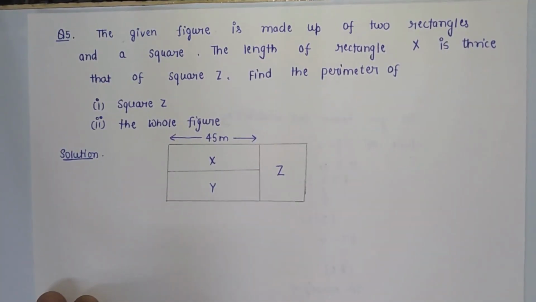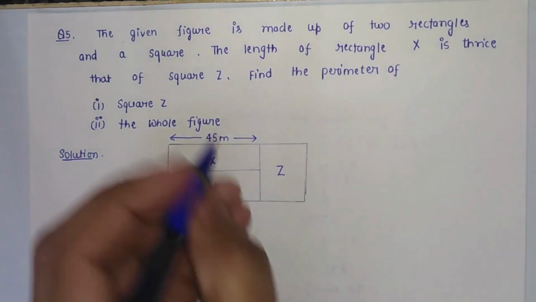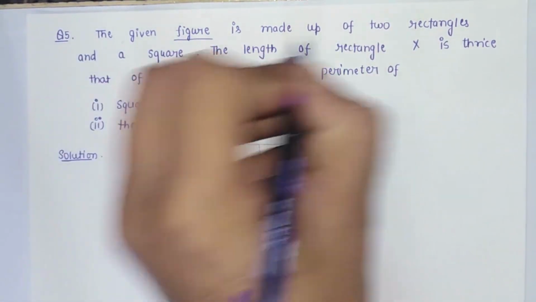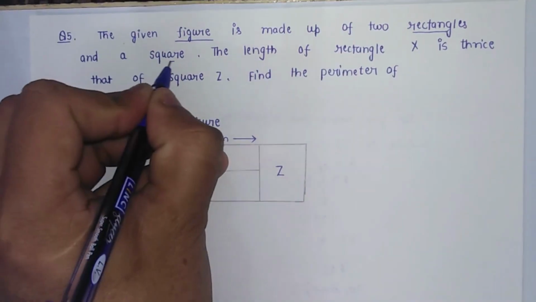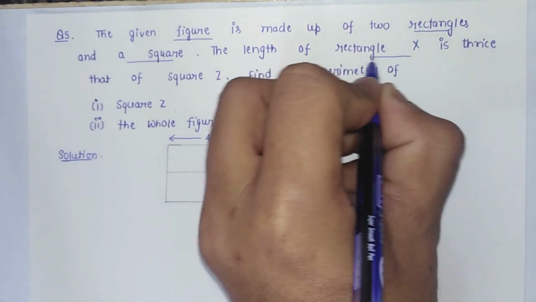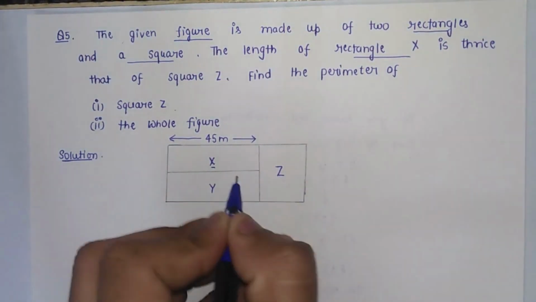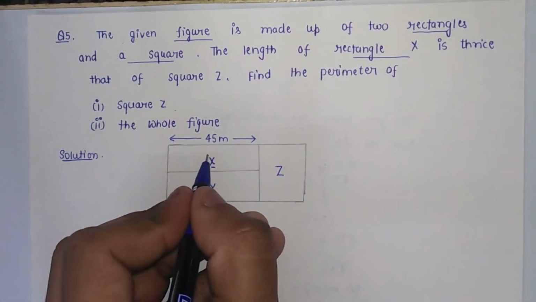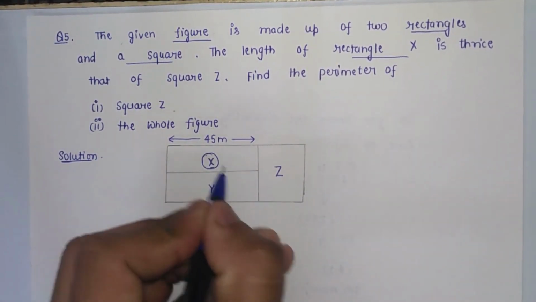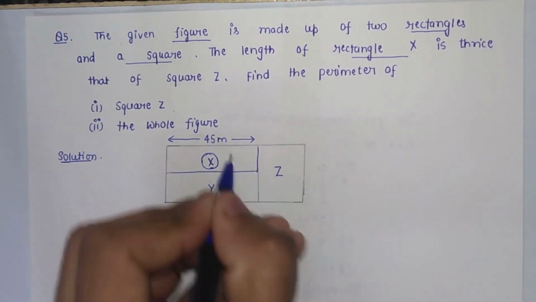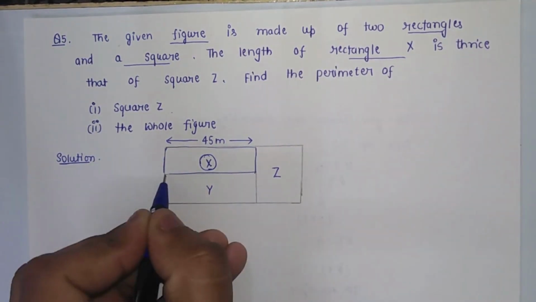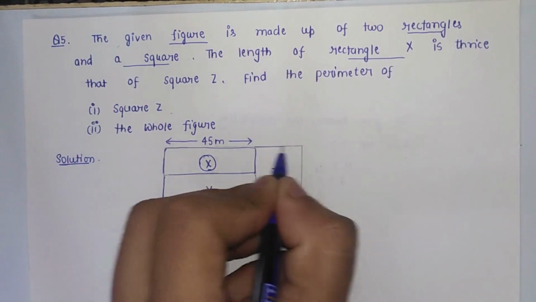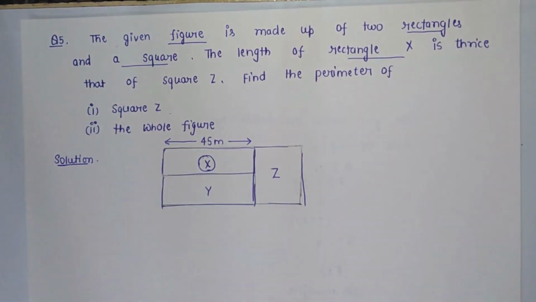Let's take a look at final question of the day. In this question, it is given that the given figure is made up of 2 rectangles and a square. The length of the rectangle X is thrice that of square Z. So let's look at the figure first. In this figure, there is one rectangle X like this. There is one rectangle Y, and there is a square Z.